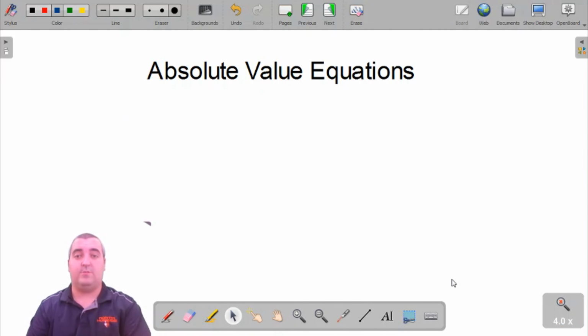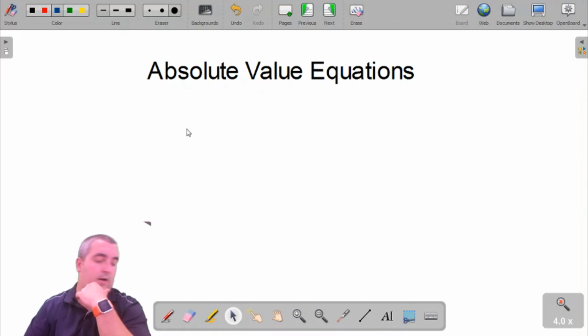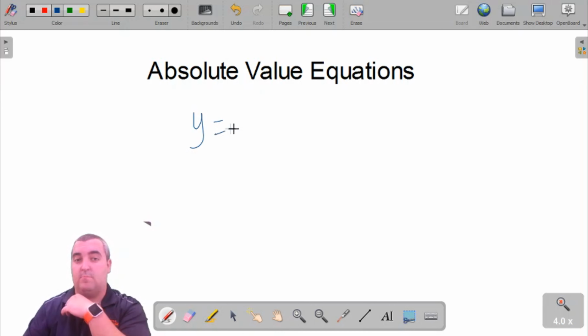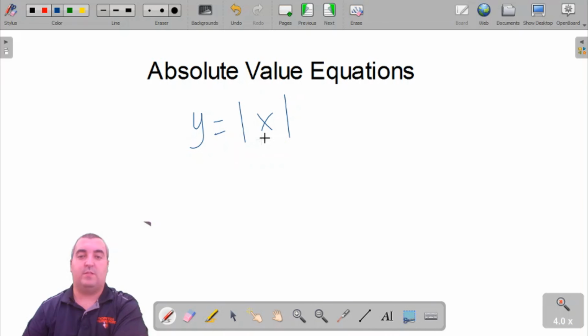We're talking about absolute value equations today. Just a reminder, an absolute value equation can look like this. Those are our absolute value bars. And remember, this just means it's the distance a number is from zero. And because we're talking distance, it makes it positive. So if you have the absolute value of -5, it's 5. The absolute value of 5 is still 5.